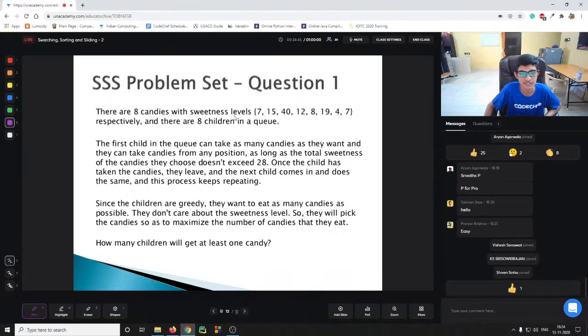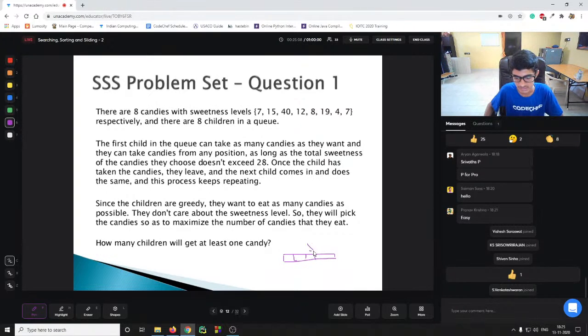There are 8 candies with sweetness levels 7, 15, 40, 12, 8, 19, 4 and 7 respectively. And there are 8 children in a queue. The first child in the queue can take as many candies as they want, and they can take candies from any position. You can take this candy, or this candy, or any other candy. It's just your choice. Each of the candies has a sweetness level.